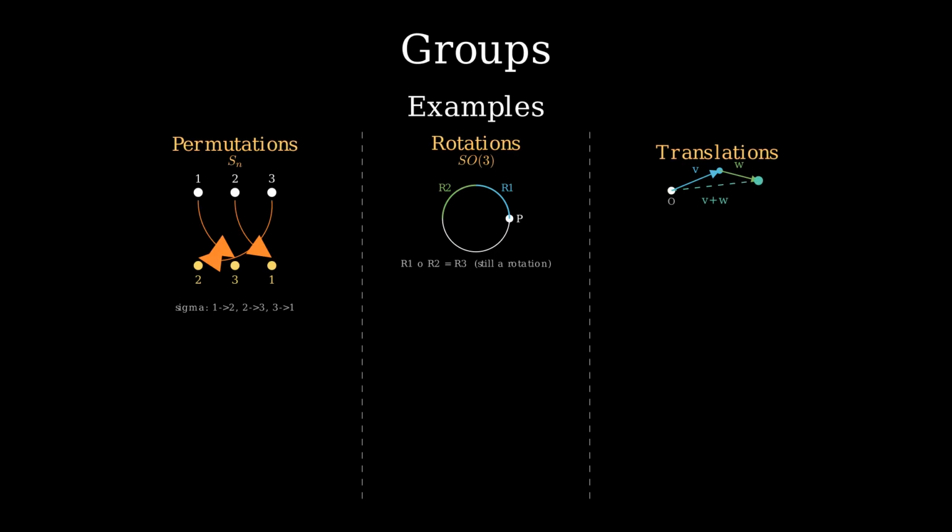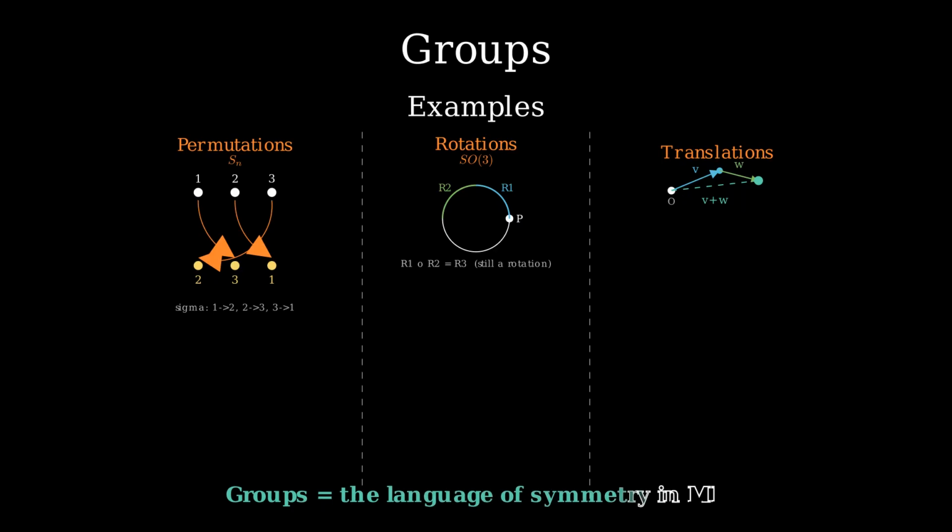So whenever we talk about symmetries in images, graphs, molecules, or point clouds, the underlying structure is always a group. This is why group theory is the language of geometric machine learning.